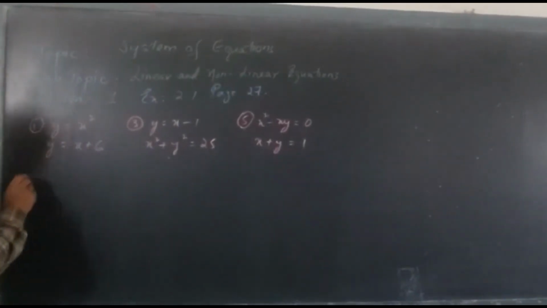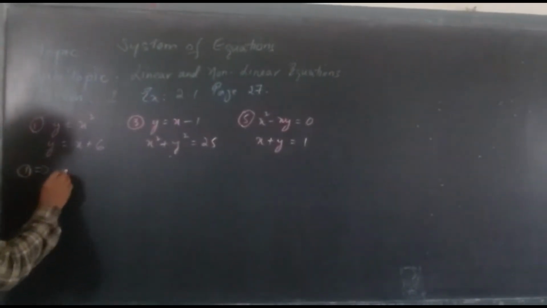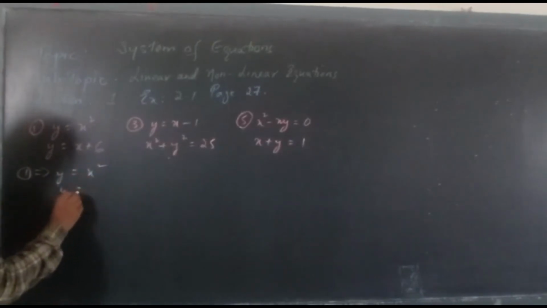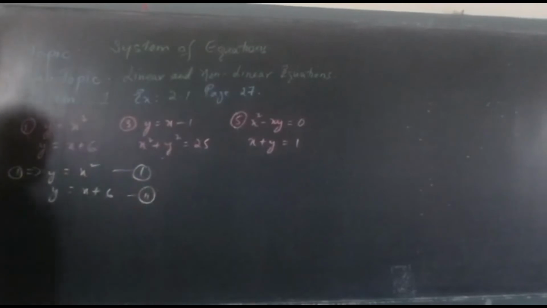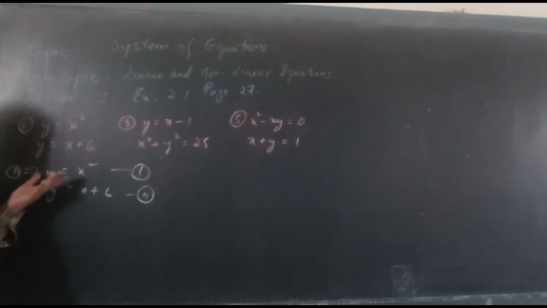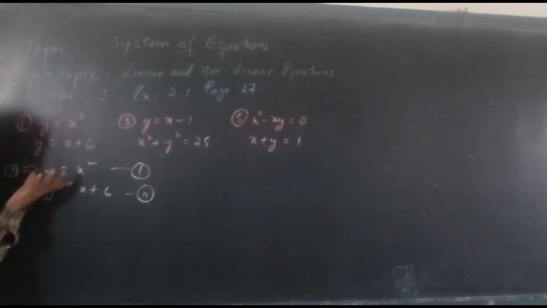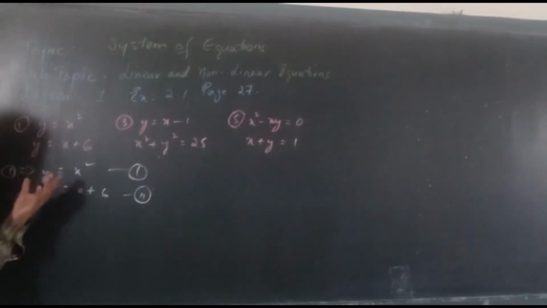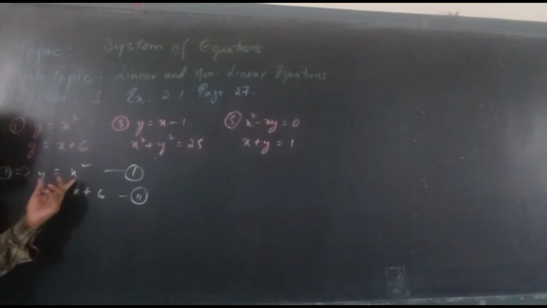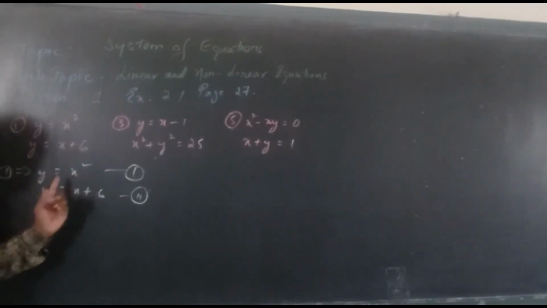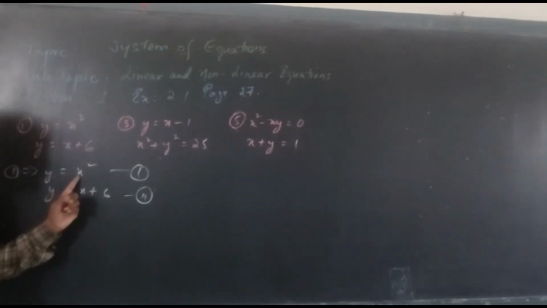We have y is equal to x squared and y is equal to x plus 6. Let's consider this to be our first equation and this to be our second equation. Now in the substitution method, we make y the subject of the first equation. In other words, we will substitute the value of y in equation 2. This is equation 1, so we know y is equal to x squared. So we will replace y with x squared in the second equation.